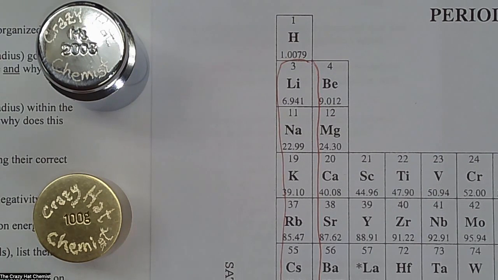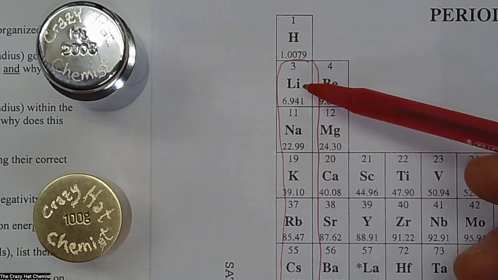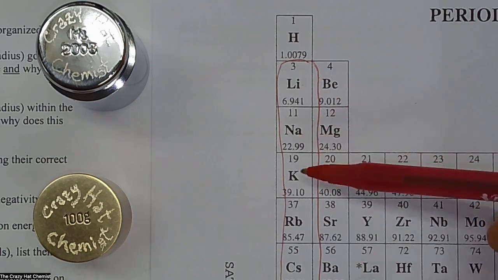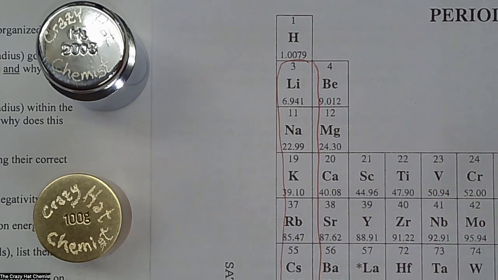Okay, so generically, ionization energy increases as you go up the group. So that means that lithium's ionization energy is the highest of the alkali metals, followed by sodium as the second highest, then potassium, rubidium, cesium, and then of course francium, they're off the chart.